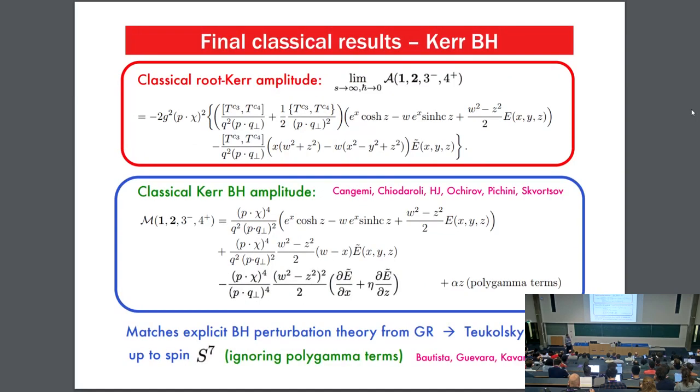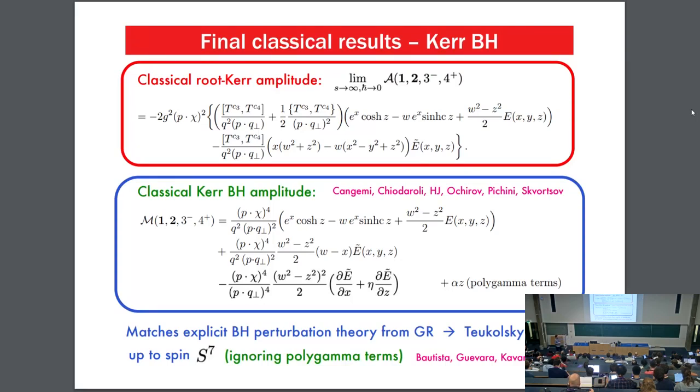This is the classical result. It depends on some variables. It depends on some entire functions, which I had in the previous slide. It depends on 4 variables, which are spin dependent. But it's an all orders result, in all orders in spin.